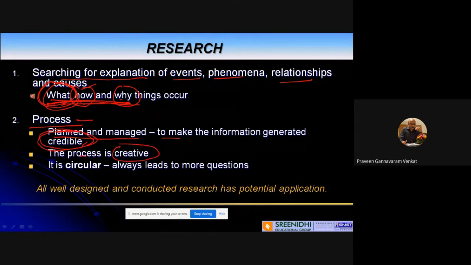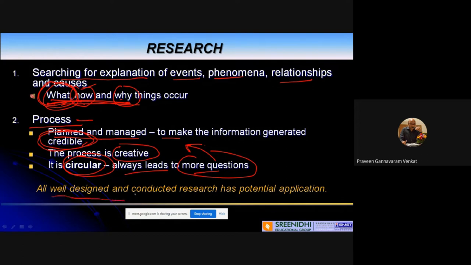It can be circular, and it always leads to more questions. Sometimes you have to question and give answers on your own. When we are doing our PhD program, we have to question ourselves and give the solution for that question. So it can be a circular one that leads to more questions. Well-designed and conducted research has potential application. Our research should have some benefit for society, for science and technology, for all the communities. Our research should have some significance towards societal benefit.